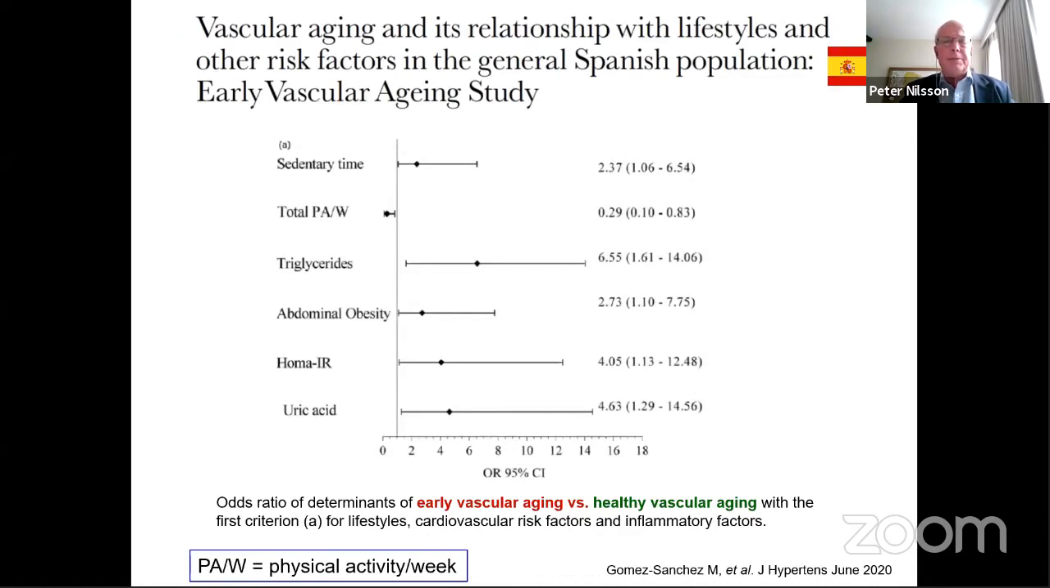This is a slide from Spain, from an ongoing early vascular aging study in Spain, with a group of researchers interested to know more about lifestyle in relation to EVA. So you can see that people reporting more sedentary time and less physical activity per week have increased risk of EVA. The same is true for some other risk markers like increased triglycerides, abdominal obesity, HOMA, a mark of insulin resistance, and uric acid. So in the population, we see a picture that poor lifestyle is associated with increased risk of EVA.